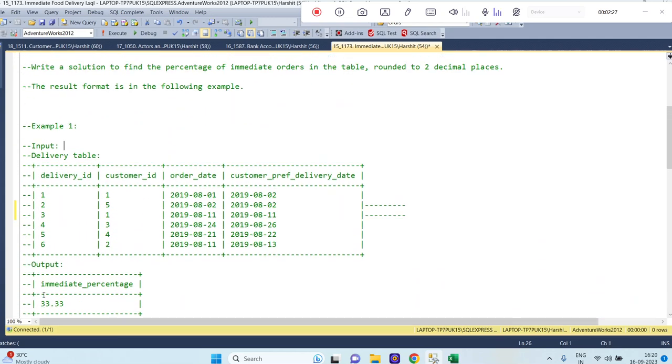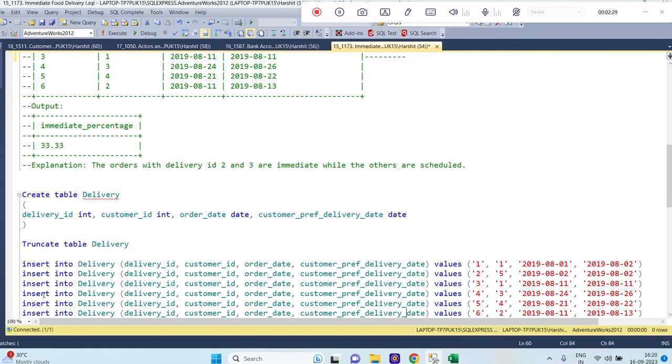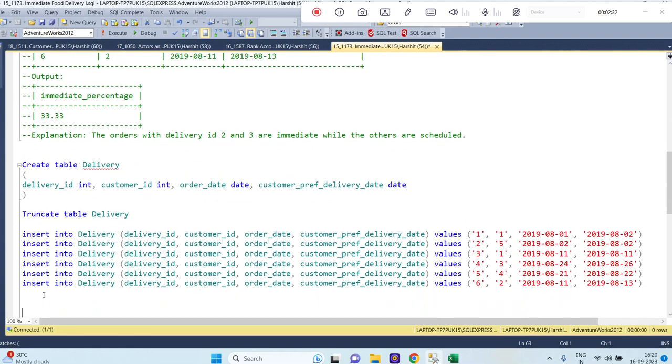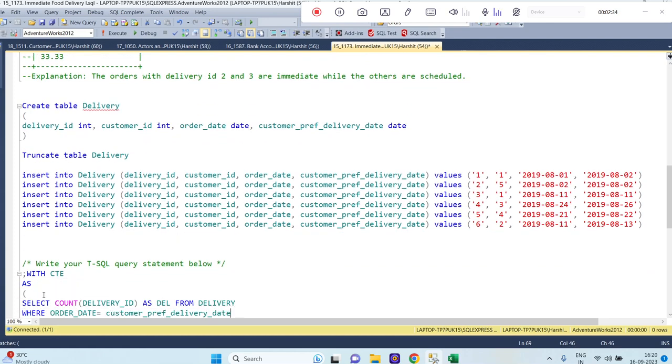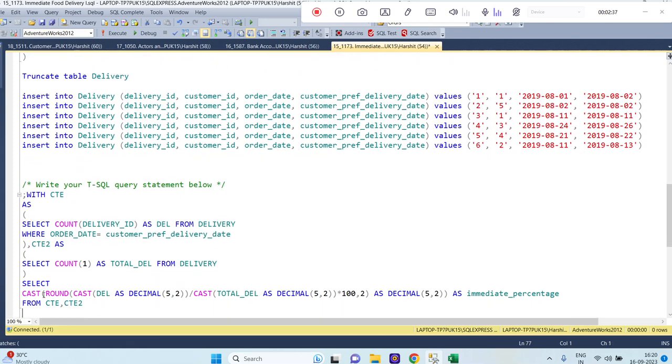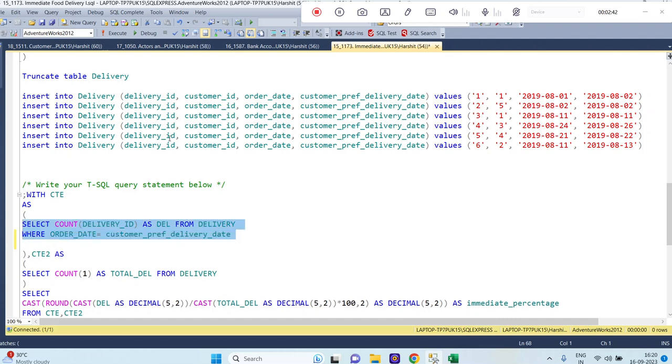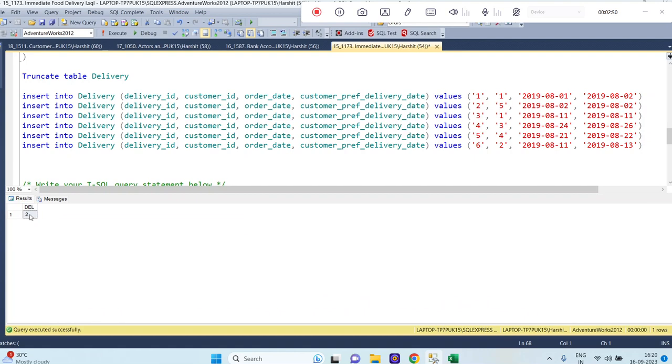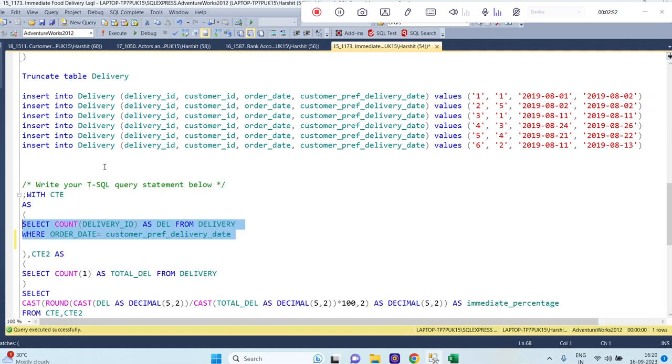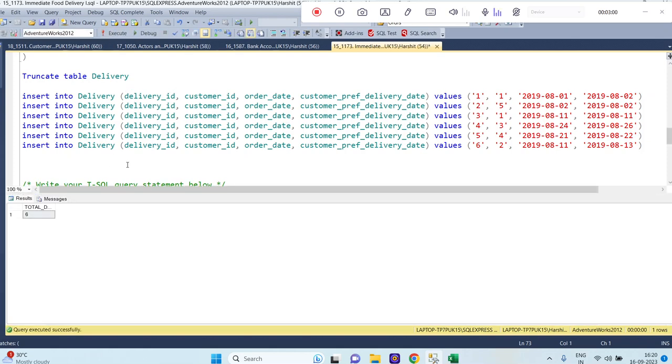So over here I have created the delivery table and inserted the data into it. So let me find where order date and customer preference delivery date are the same, for how many delivery IDs. So it will be two delivery IDs that have the same, right? Now let me find the total number of deliveries, or you can say the total count in the delivery table.